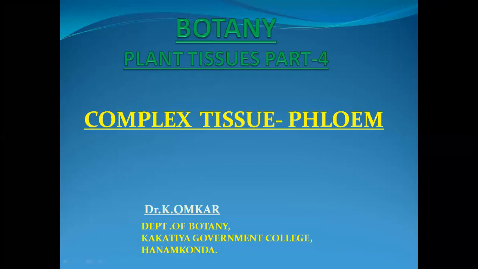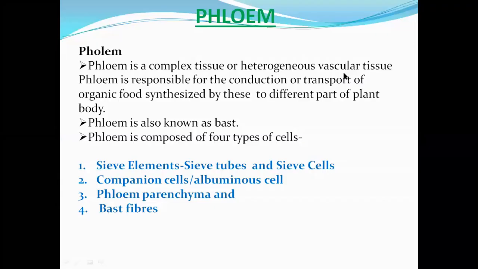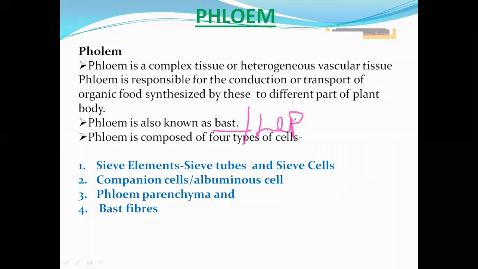Okay, in this video we will see another type of complex tissue, that is phloem. Phloem is a complex tissue generally found in the vascular system. It is a heterogeneous vascular tissue. This phloem is also called bast or leptome.